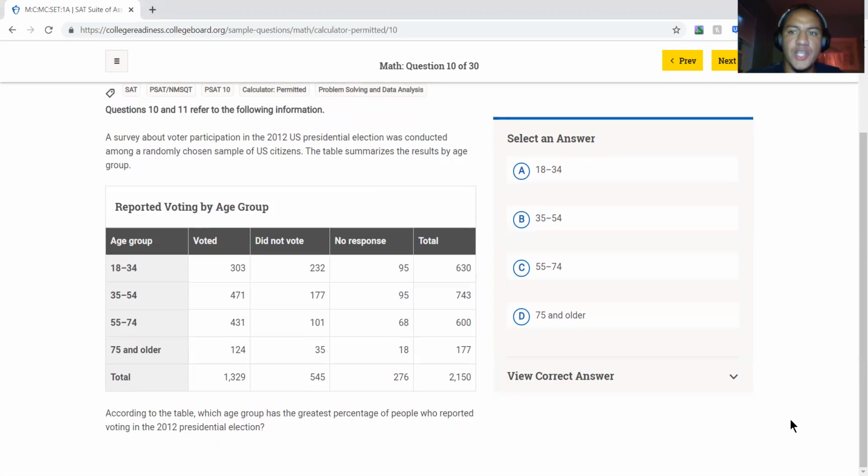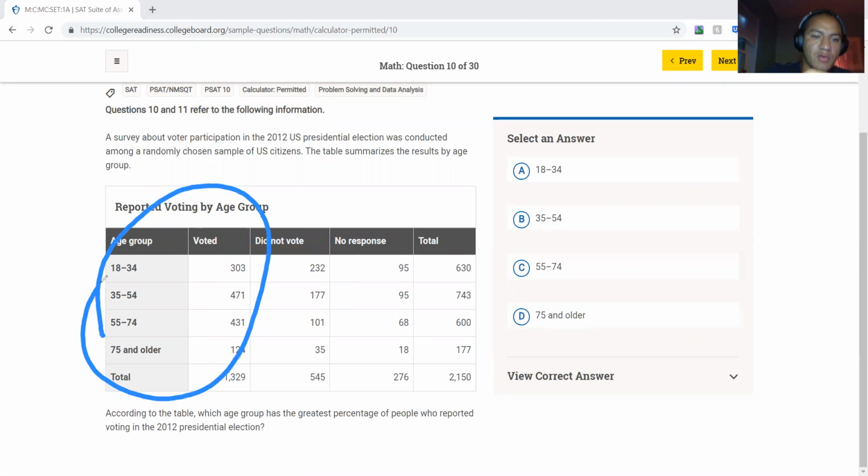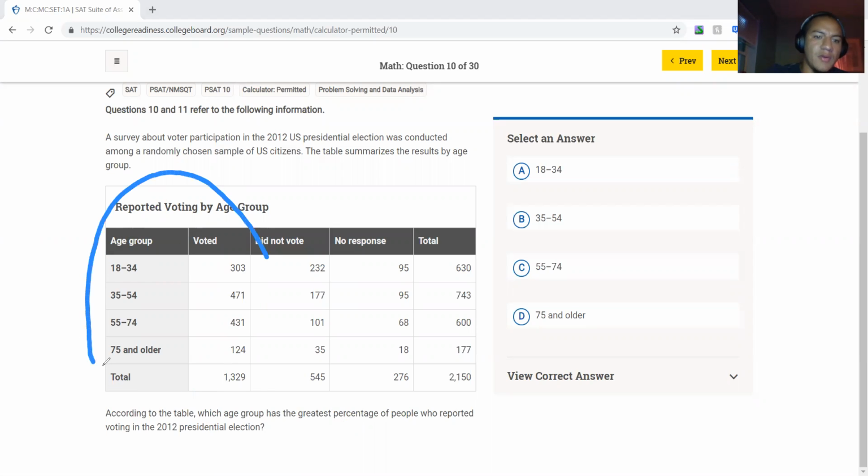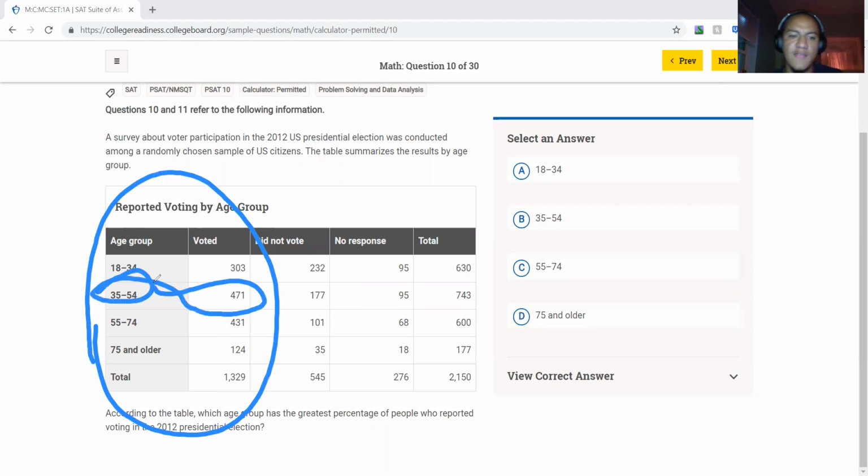You have to look at which age group has the most voters. Normally, if this question was which age group has the greatest number of people who voted, then yeah, this would win. Because here's what you do. You look at the age groups and you look at the voted, and as you can see, 35 to 54 would win because that's the biggest number there.